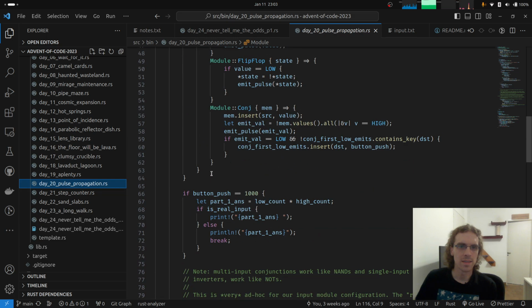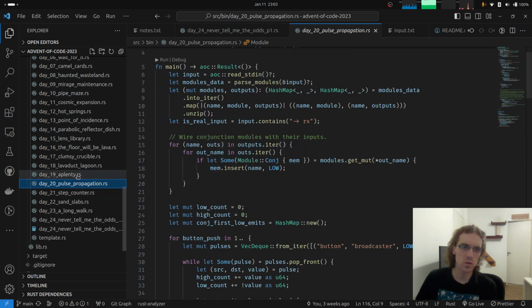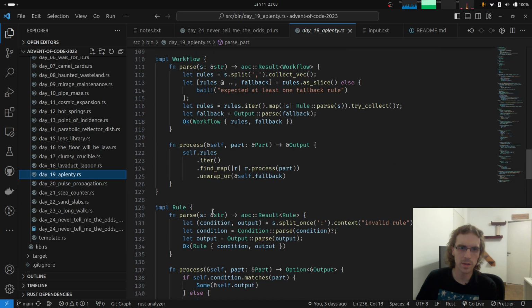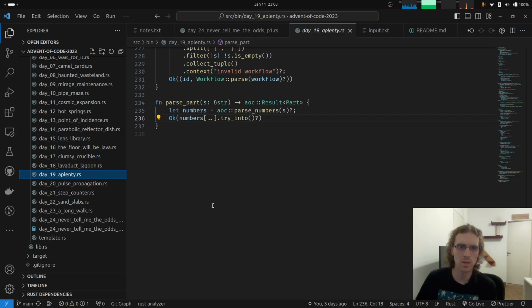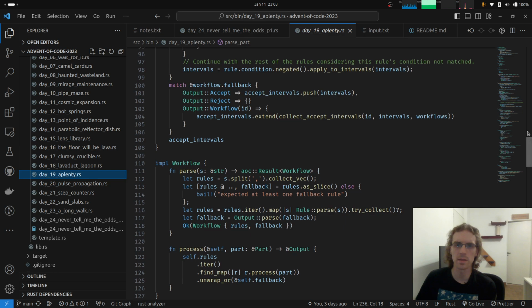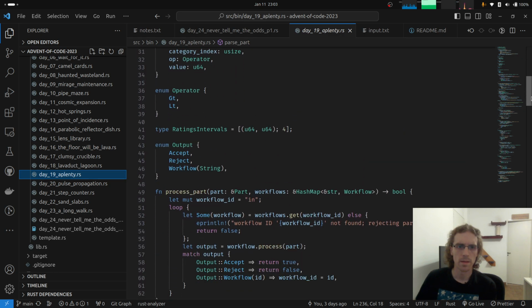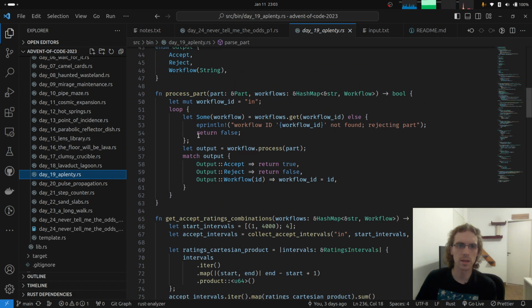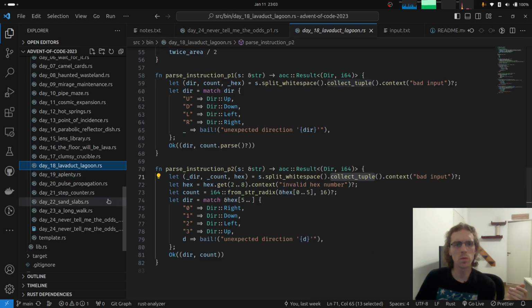And day 20 was again super difficult. Day 19, Aplenty, I don't remember. I think this wasn't so hard. I don't actually remember this one. Yes, this one was also interesting, we used some intersection. Lavaduct Lagoon was also one where I learned about the shoelace formula for areas.